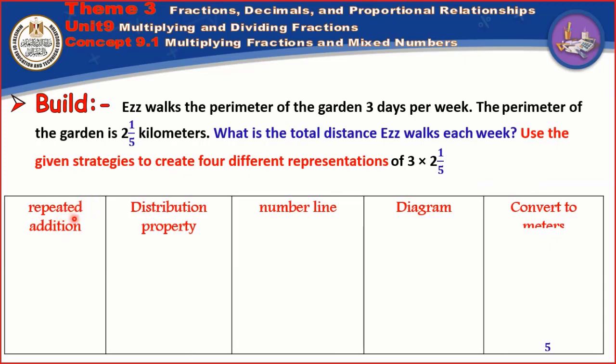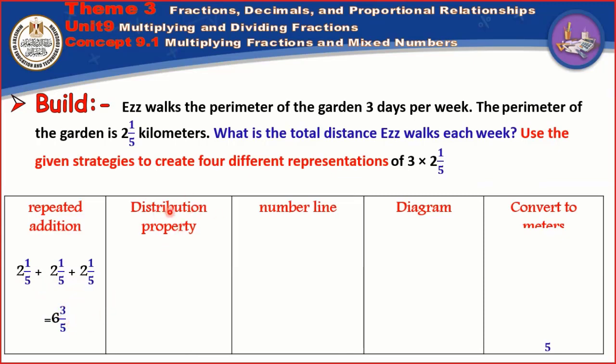Let's start. Repeated addition. I can repeat the perimeter of the garden 3 times. 2 and 1/5 plus 2 and 1/5 plus 2 and 1/5 equals what? 2 plus 2 plus 2 is 6. 1/5, 1/5, 1/5, 3/5. Okay. So easy. Kilometers.